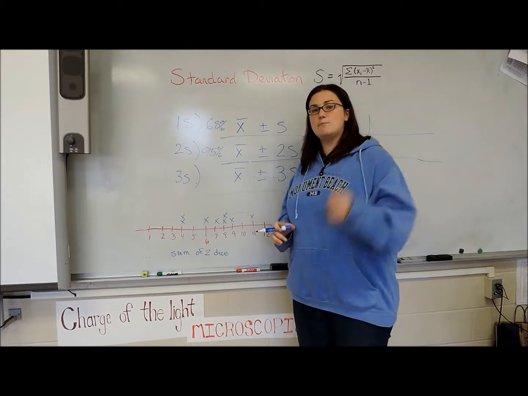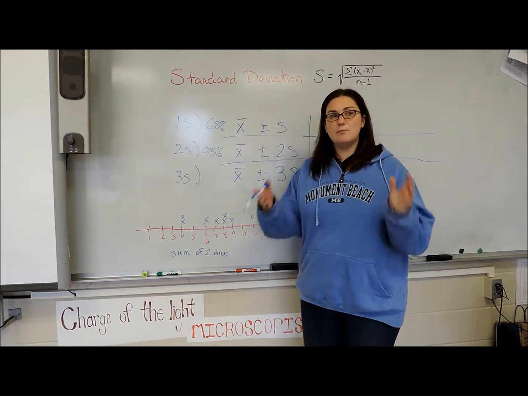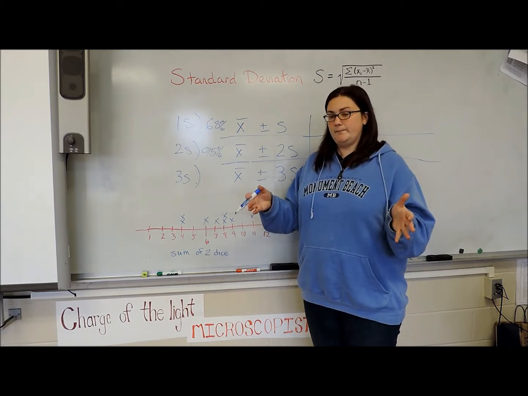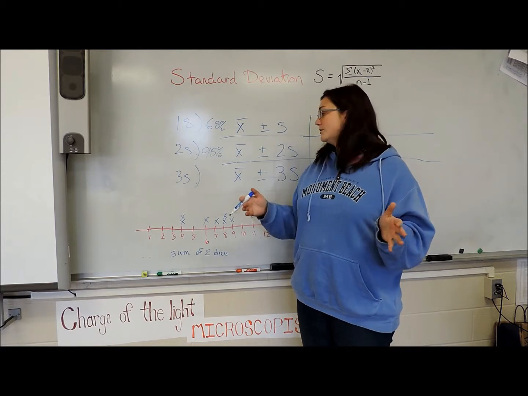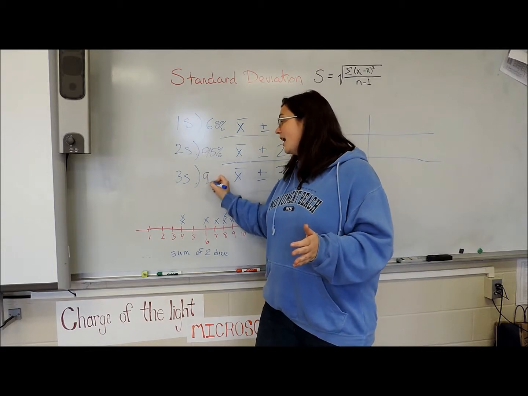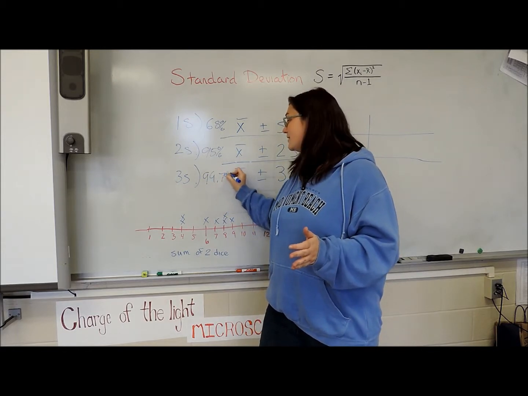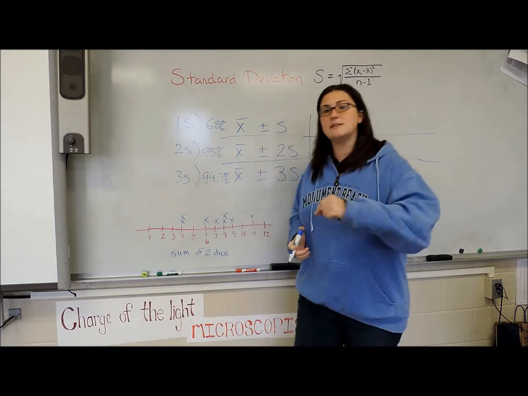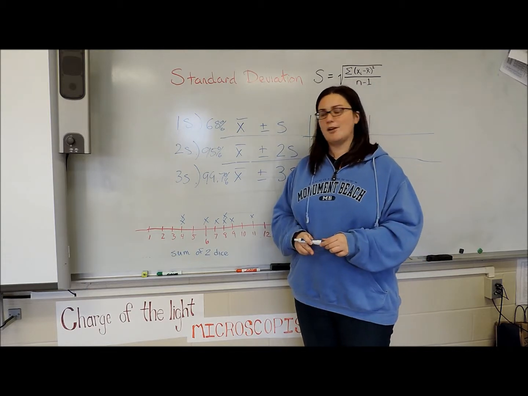If you want to be even more exact, if you want to account for even more of the mice, what you're going to use is 3 standard deviations, which will give you 99.7%. That is almost every single time you are right, right?